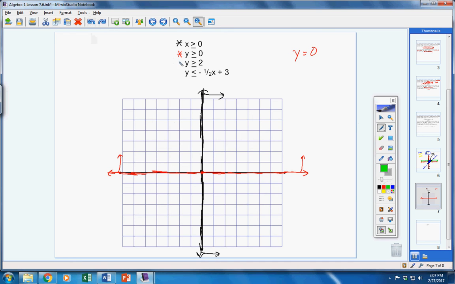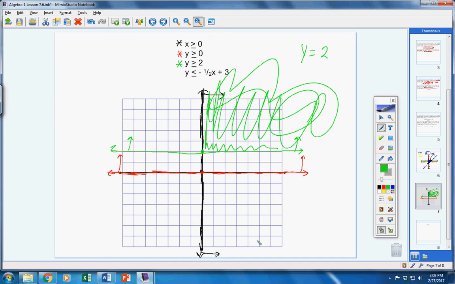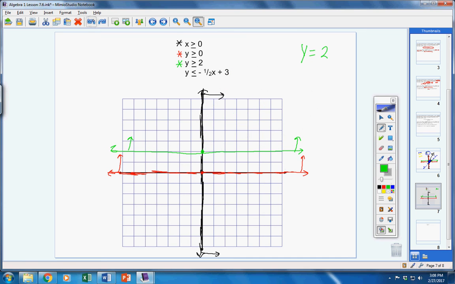We'll graph the next inequality in green. Y is greater than or equal to 2. So I'm going to go ahead and write y equals 2. Go to the y-intercept at 2 and put a horizontal line. A line going through there will be solid because of the equal sign right here. Alright? So there we go. Y is greater than 2, so I know I'm going to go upward. So now I know everything's got to be above the green and the red line, and to the right of the black line. So everything now is going to be up in here somewhere above the green line. Okay? Alright, let's continue on.